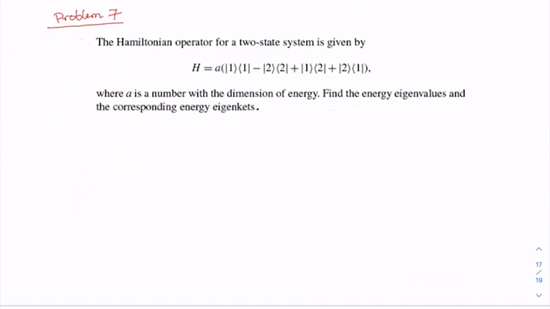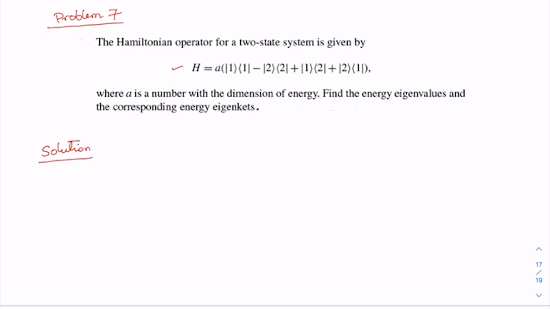The Hamiltonian operator for a two-state system is given by this Hamiltonian, where A is a number with dimension of energy. You are asked to find out the energy eigenvalues and the corresponding energy eigenstates. Okay, let us do it.